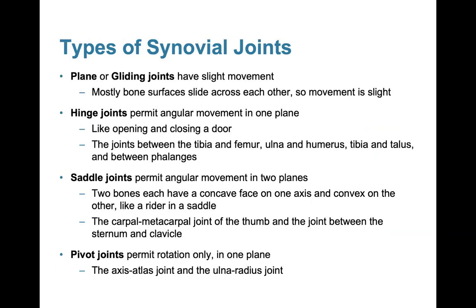Saddle joints. These permit angular movements in two planes. This would be, for example, the carpometacarpal joint of the thumb and the joint between the sternum and the clavicle. And then a pivot joint. This permits rotation only in one plane, such as the ulna and radius joints.